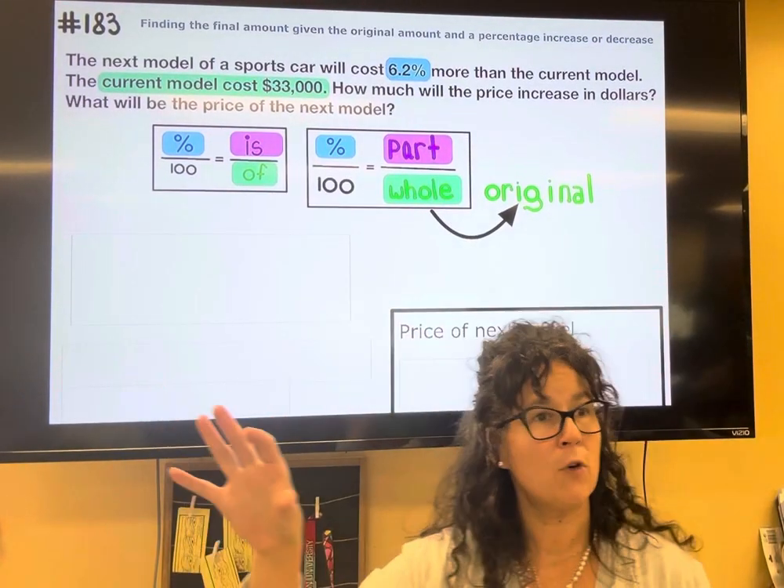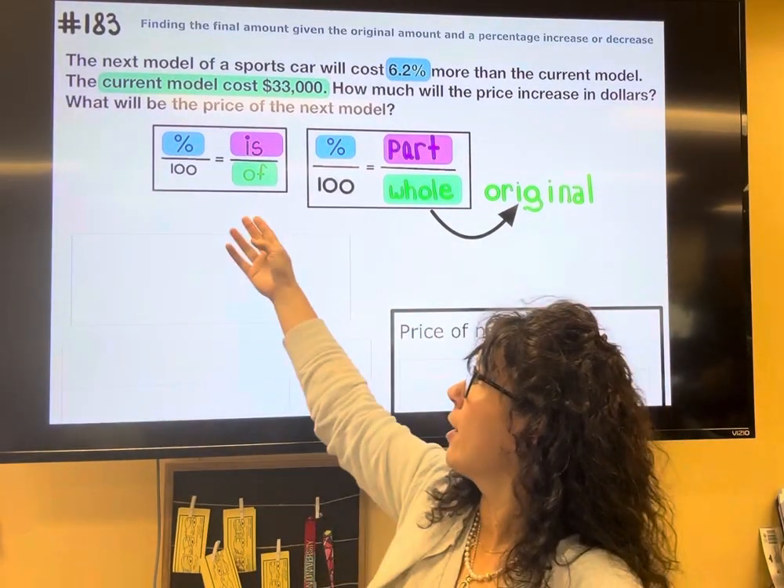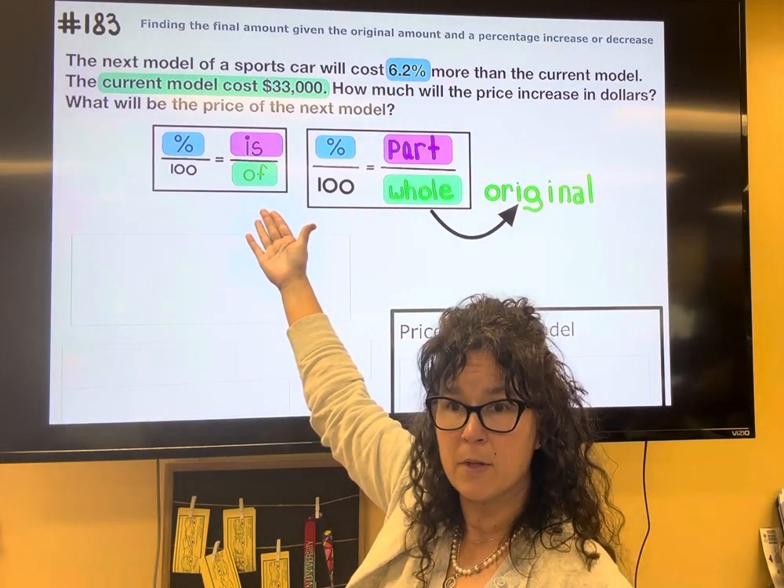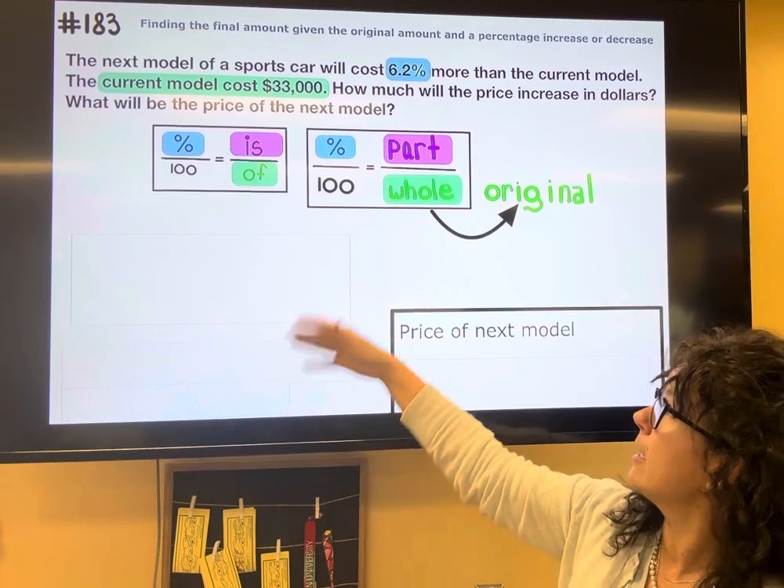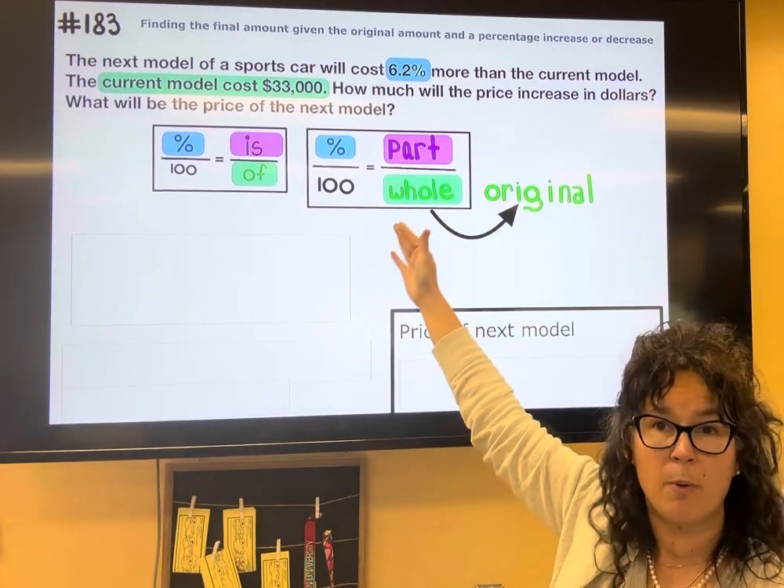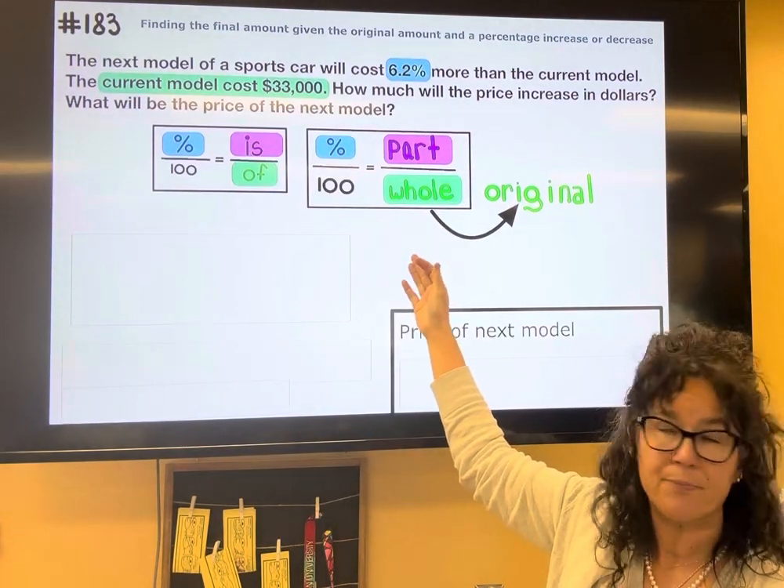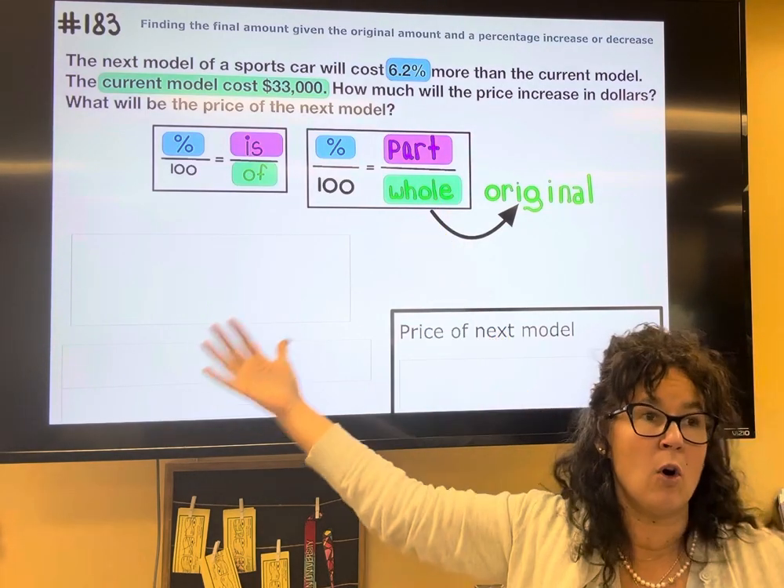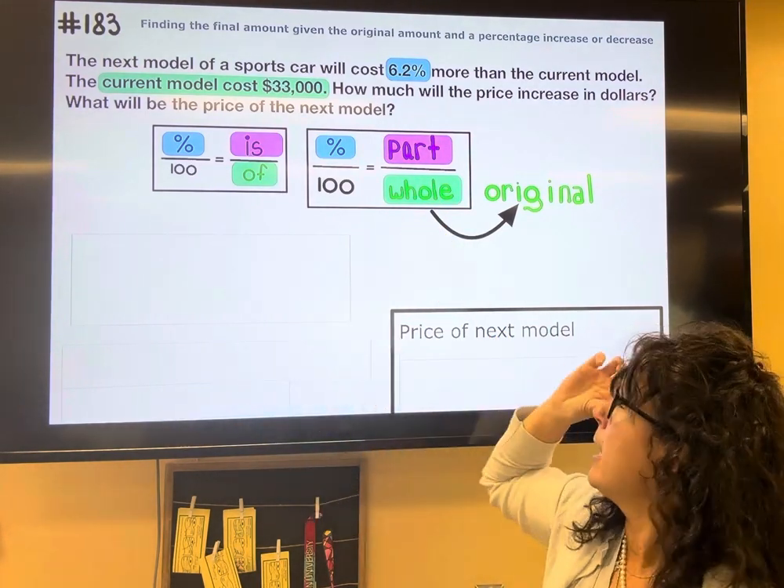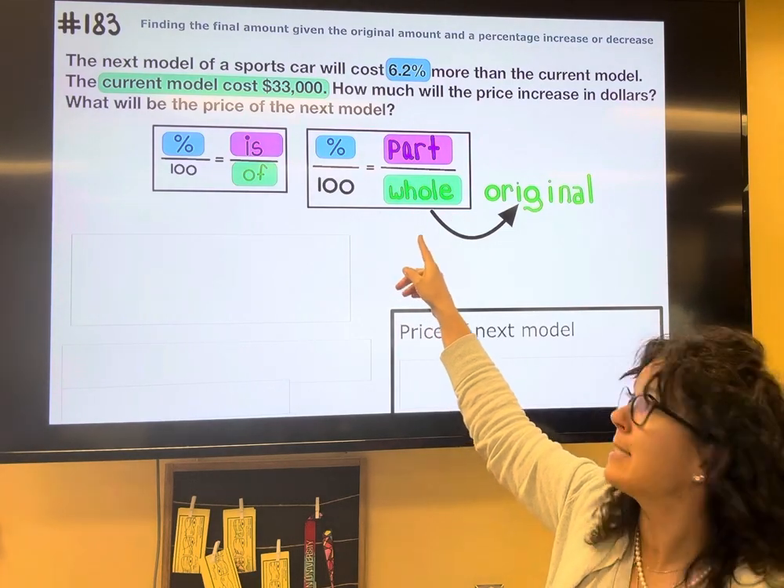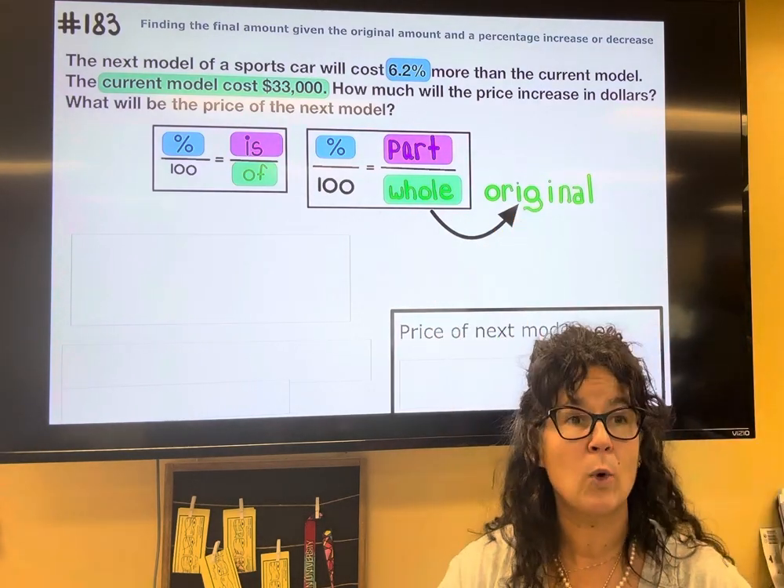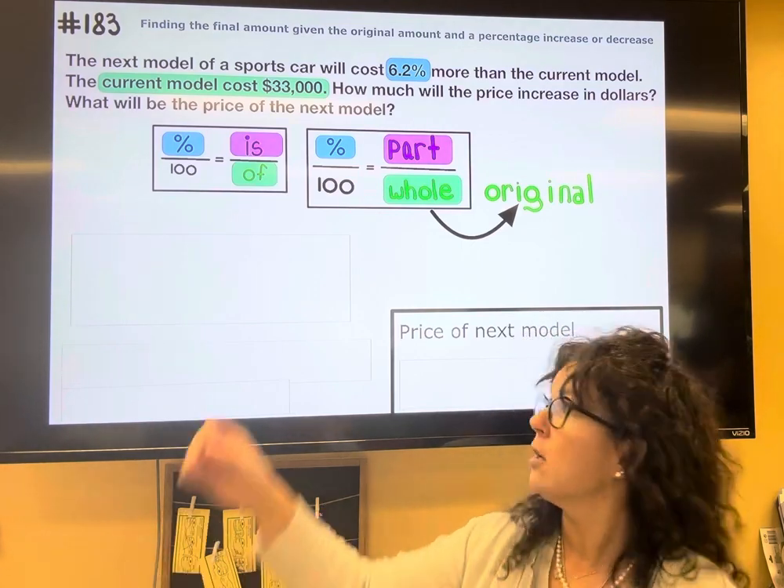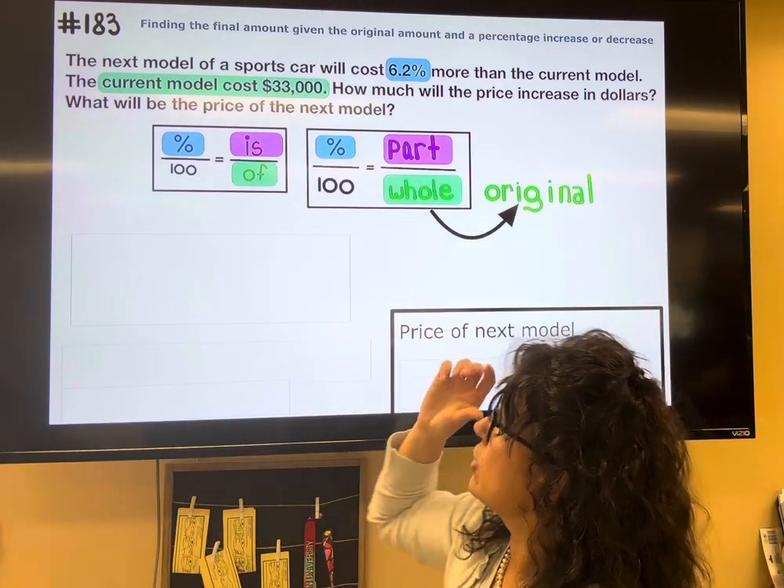So a couple of formulas that you want to have down. We already have down percent over 100 equals is over of. But a very similar formula is percent over 100 equals part over whole. And what I want you to know about the description of the whole, all of it, in many story problems, that is referring to the original, like original price, original value. So this guy is my original.